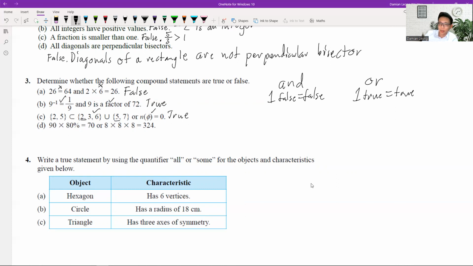90 times 80% equals 70. So 80% of 90, you can actually try to count. 80 over 100 times 90, it should be 72, not 70. So this is false. 8 times 8 times 8. Okay, 8 times 8 times 8 is 512. So this is also false. So yeah, whole thing is false.